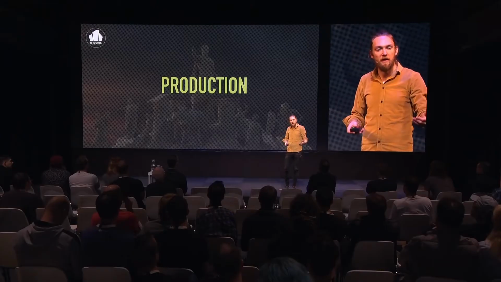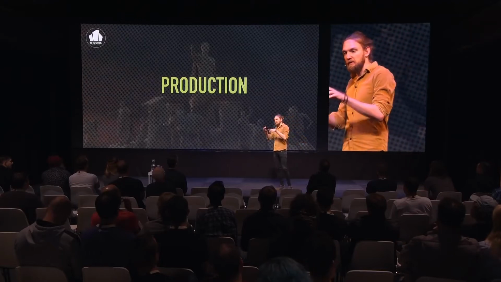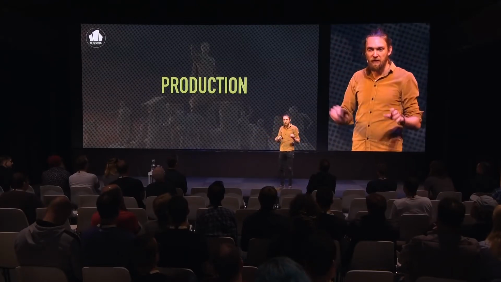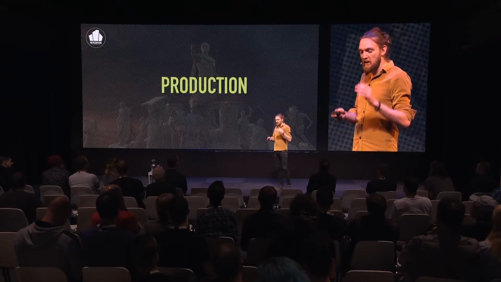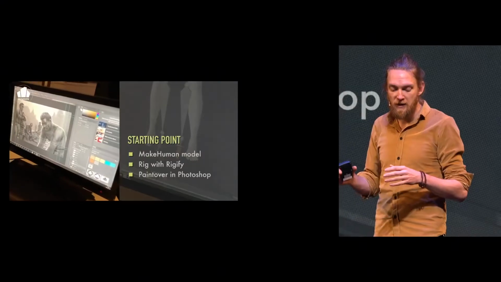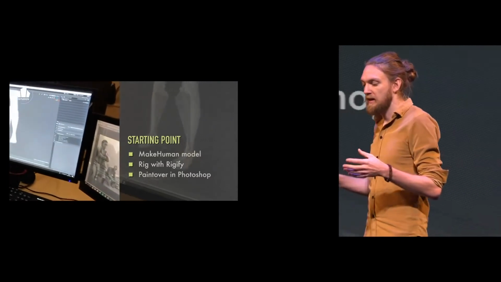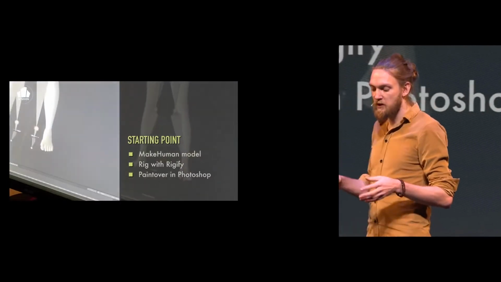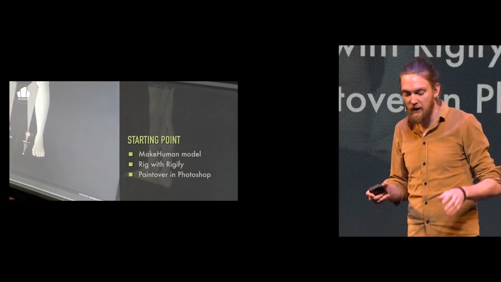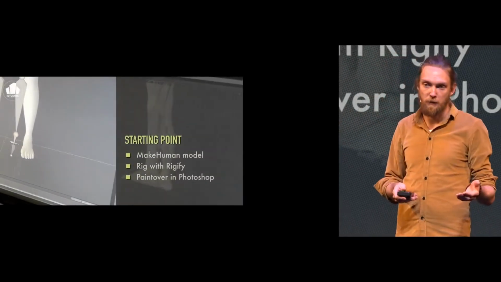So, as I said before, we had to create all of these animations. In previous projects, we got an illustration from Paradox, and then we just meshed it up, projected, and painted everything. But in this case, when we could create the animations ourselves, we had the opportunity to start with 3D. So the first thing that we did was make human models. We rigged them, we rigified, and then we did paint overs in Photoshop.